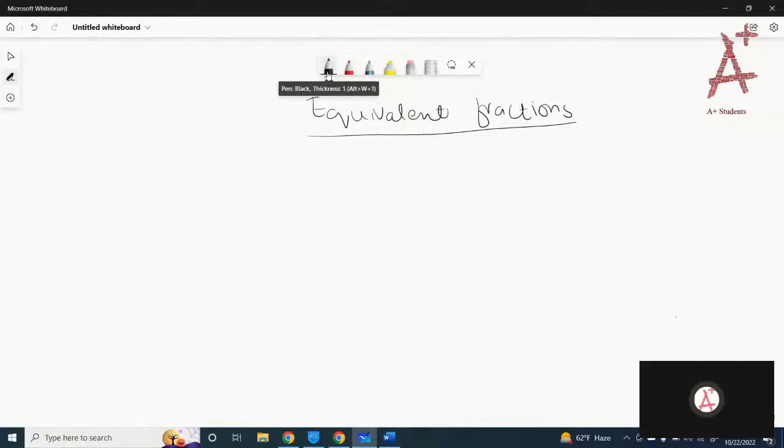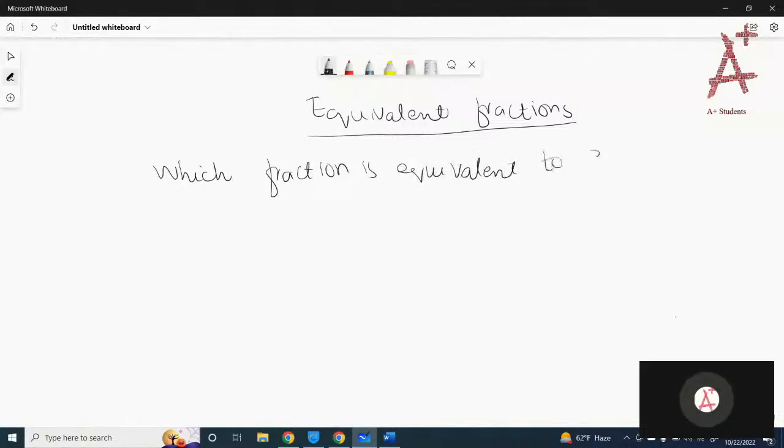Which fraction is equivalent to 3 over 6? Got it? So we need to find the equivalent fraction of 3 over 6. So first we are going to see what an equivalent fraction is. I'm going to write the definition on the board. So please note down the definition, then we'll start with an example. Got it?